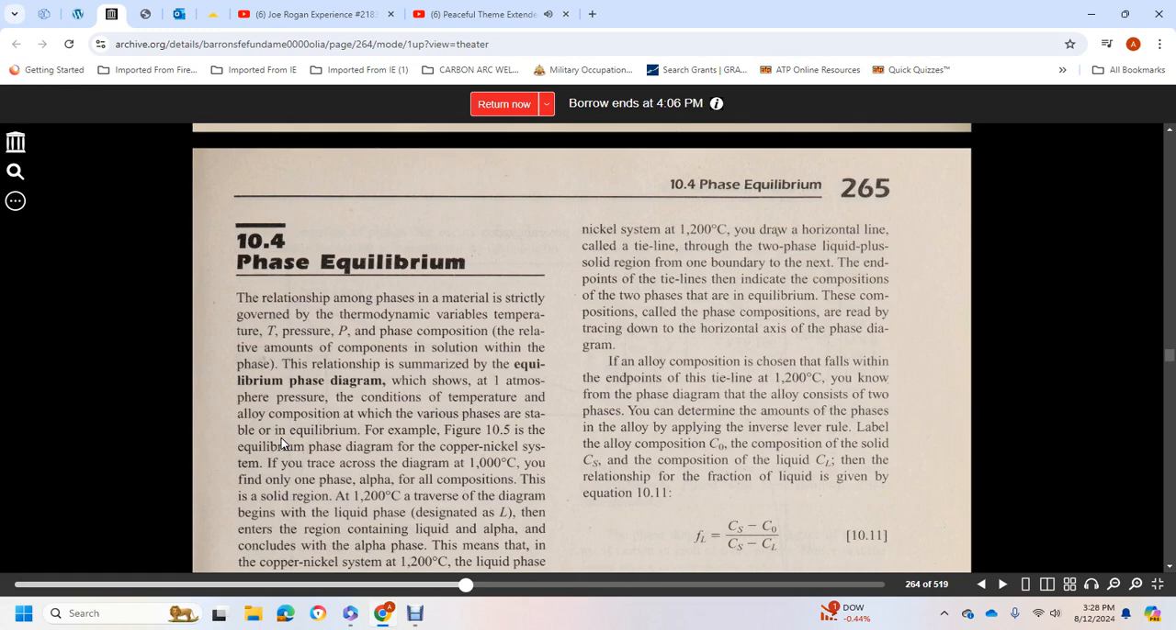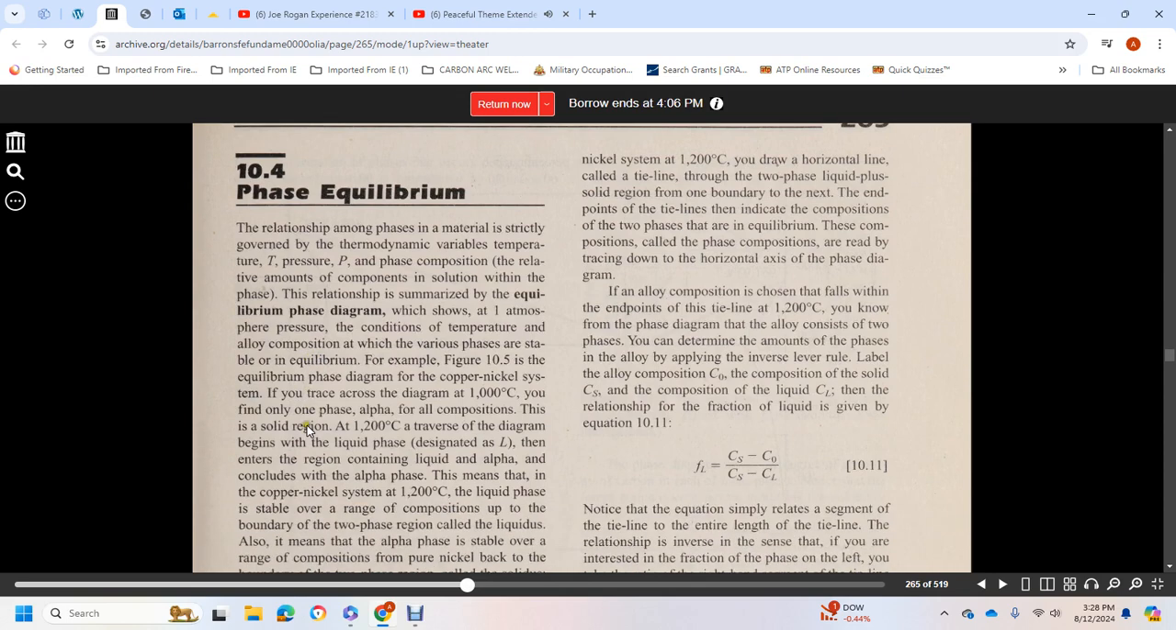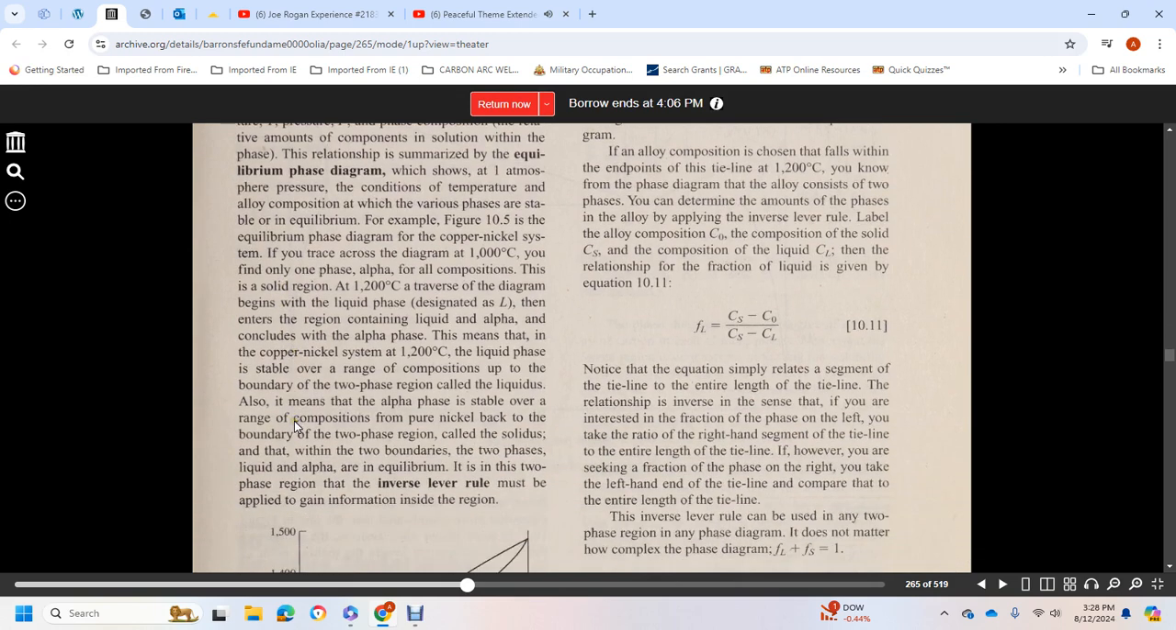Stable equilibrium, for example, is the equilibrium phase diagram of the copper-nickel system, with traces across the diagram at 1000 degrees Celsius. You find only one phase, alpha, in a solid region. At 1200 degrees Celsius, the traverse of the diagram begins with the liquid phase, designated L, then enters the region containing liquid and alpha, and concludes with the alpha phase. This means that the copper-nickel system at 1200 degrees liquid phase is stable over a range of composition up to the boundary with a two-phase region called the liquidus.